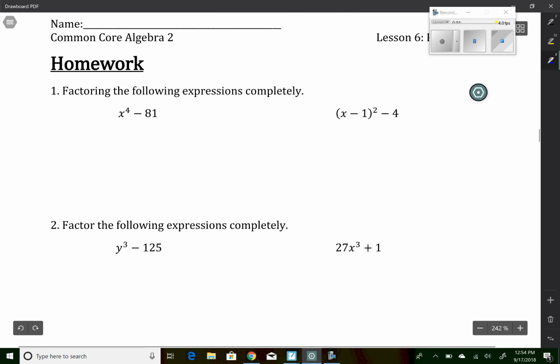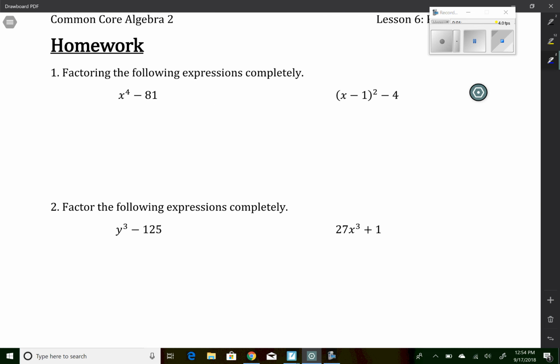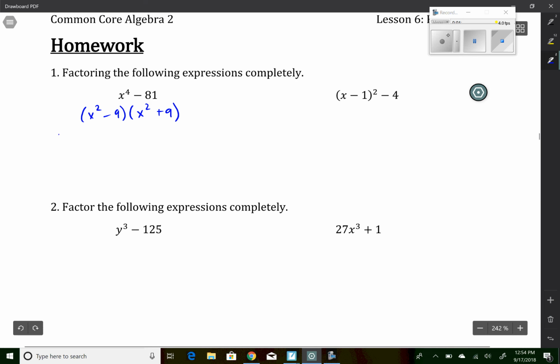So let's take a look at the first one. x to the fourth minus 81. I can factor that to (x squared minus 9)(x squared plus 9). Right, x squared times itself makes x to the fourth, so we can do difference of two squares. But I'm not done. I can still do that here. So that becomes (x plus 3)(x minus 3)(x squared plus 9).